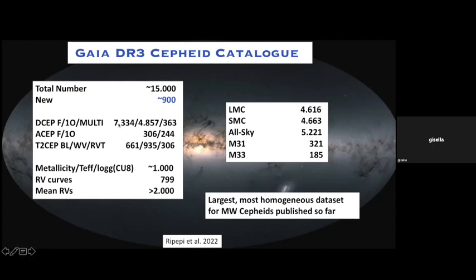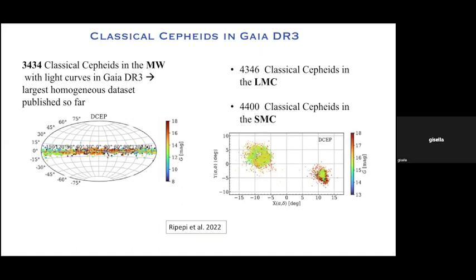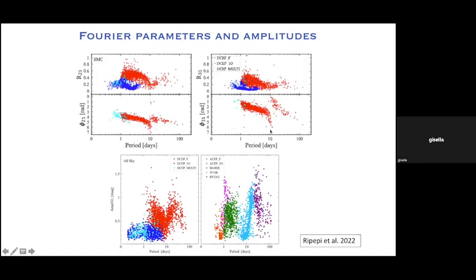And here you have the subdivision into different types: classical, anomalous, and type 2 Cepheids, and also the other parameters that are published for those sources: metallicity, effective temperature, and gravity, computed by CU8 for 1,000 of them, and the time series radial velocities for 100, and where they are located, the numbers broken down by system. And the same, the distribution, for instance, on the sky of the Milky Way classical Cepheids, or the LMC and SMC Cepheids, and the Fourier parameter amplitudes that are used for the characterization and classification of these sources.